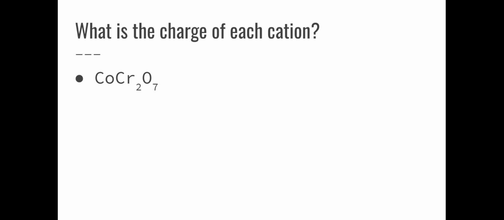Looking at the example on the screen, it has more than 2 elements. So this is not a binary compound. Binary means 2. Instead, you have to look at the chromium and the oxygen and recognize that they form a group, a single unit called a polyatomic anion.